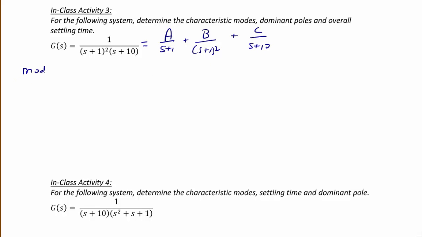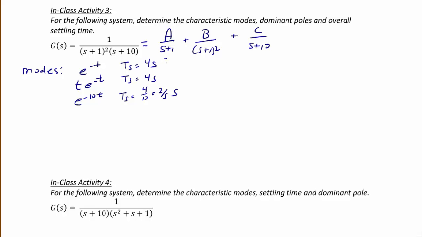So the characteristic modes are e to the minus t, t e to the minus t, and e to the minus 10t. Based upon these characteristic modes, we know the settling time. If that's e to the negative t over tau, this one would be 4 seconds. If this one is t e to the minus t, then that settling time would also be 4 seconds. And e to the minus 10t has a settling time of 4 over 10, or 2 over 5 seconds.